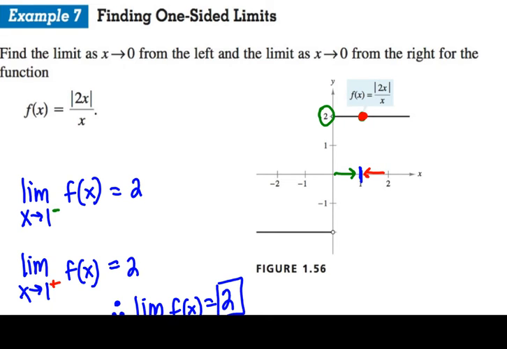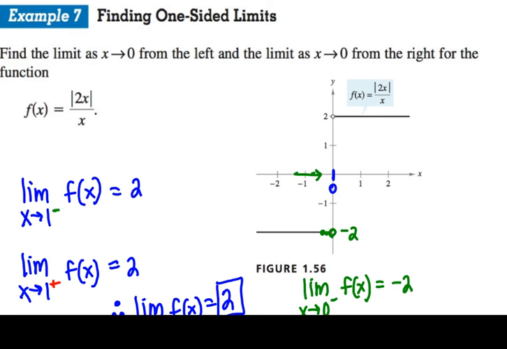Let's erase this because it is beautiful, but I'm going to erase it. If we say, let's look at 0. From the left, the limit, I'm going to make this all green this way I don't have to keep changing. The limit as x approaches 0 from the left of f of x is equal to -2. So from the left, we're down here, down here, down here. It's -2. This is a -2 right there. From the right, it's +2.